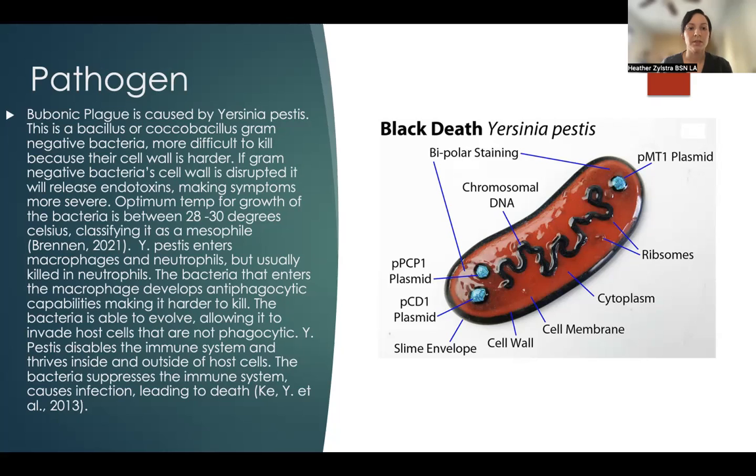Y. pestis enters macrophages and neutrophils, but is usually killed in neutrophils. The bacteria that enters the macrophage develops antiphagocytic capabilities, making it harder to kill. The bacteria is able to evolve, allowing it to invade host cells that are not phagocytic. Y. pestis disables the immune system and thrives inside and outside of host cells. The bacteria suppresses the immune system, causes infection, leading to death. And on the right is a Yersinia pestis bacteria, what that looks like.